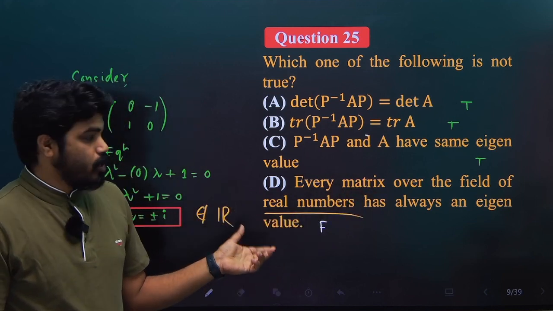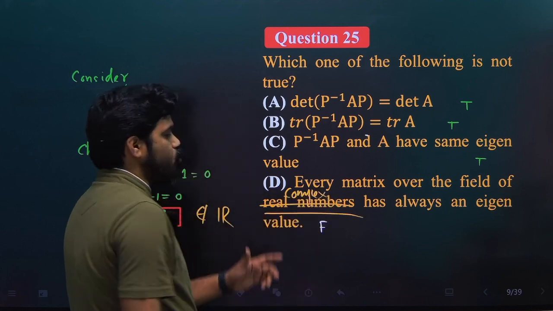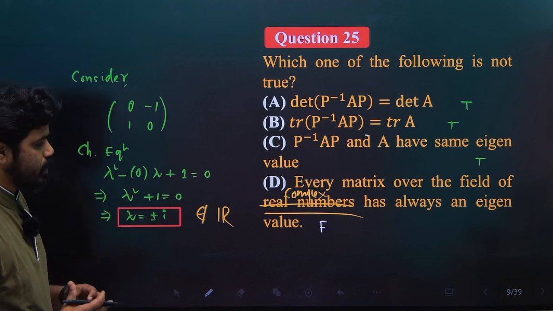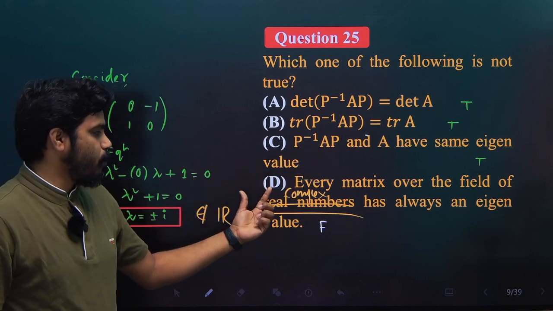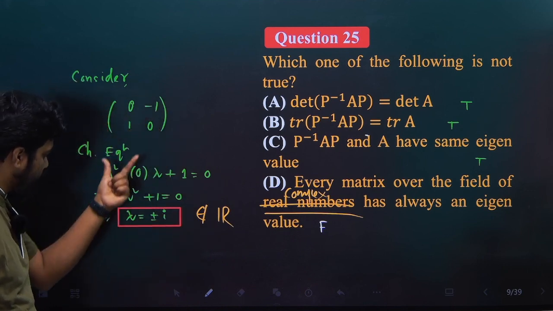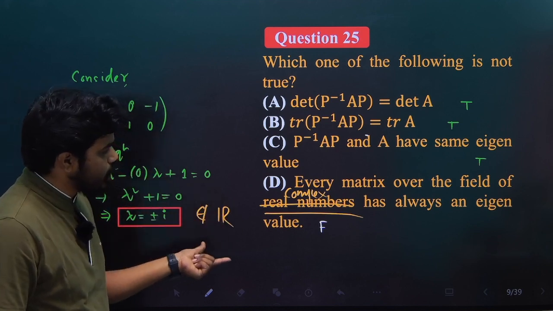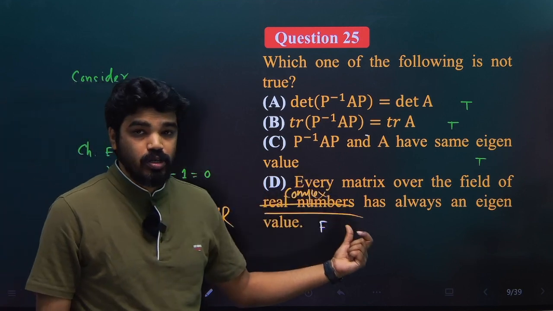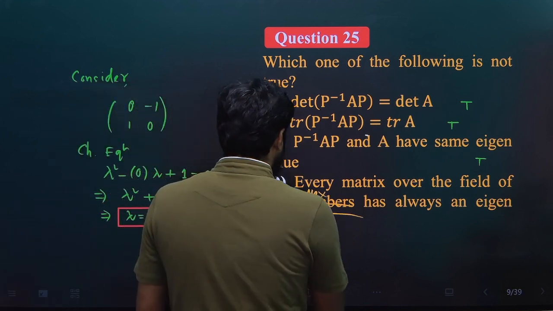That is not true. If the field were complex instead of real, then it would certainly hold, okay? Because real numbers are a subset of complex numbers, right? If I had said the field of complex numbers, then every matrix over the field of complex numbers would always have an eigenvalue. But if we consider this example, we see that the eigenvalues are plus minus i. This does not belong to the field R. So that's why we conclude that the statement "every matrix over the field of real numbers has always an eigenvalue" is not true. Okay?